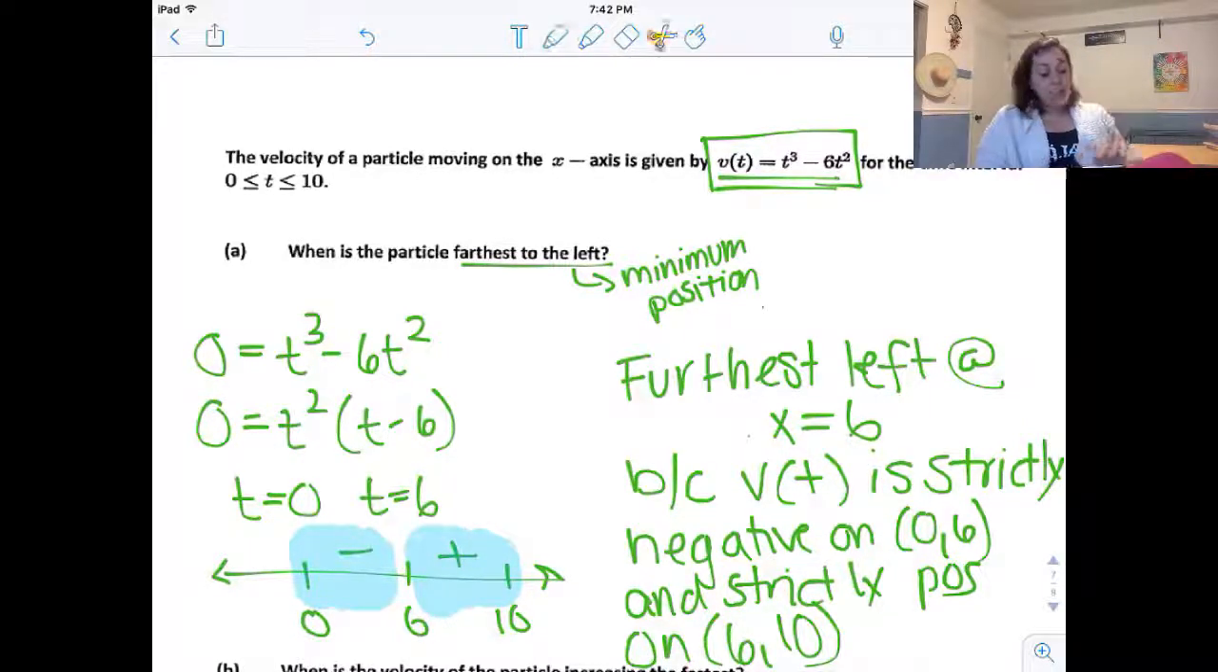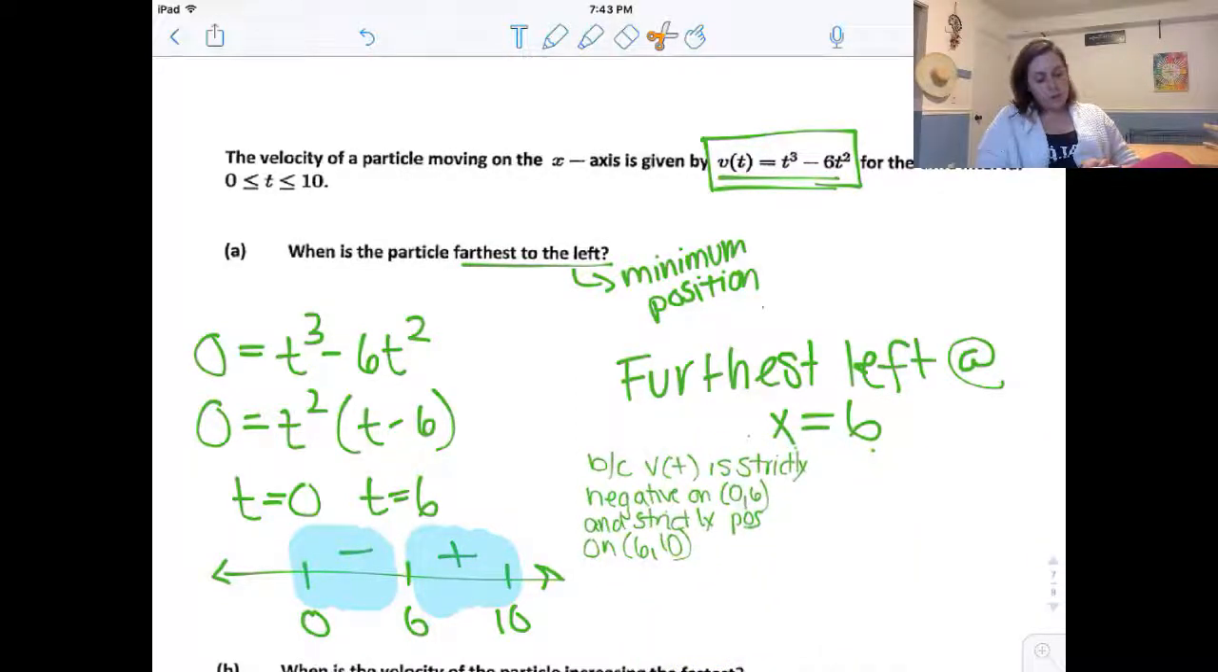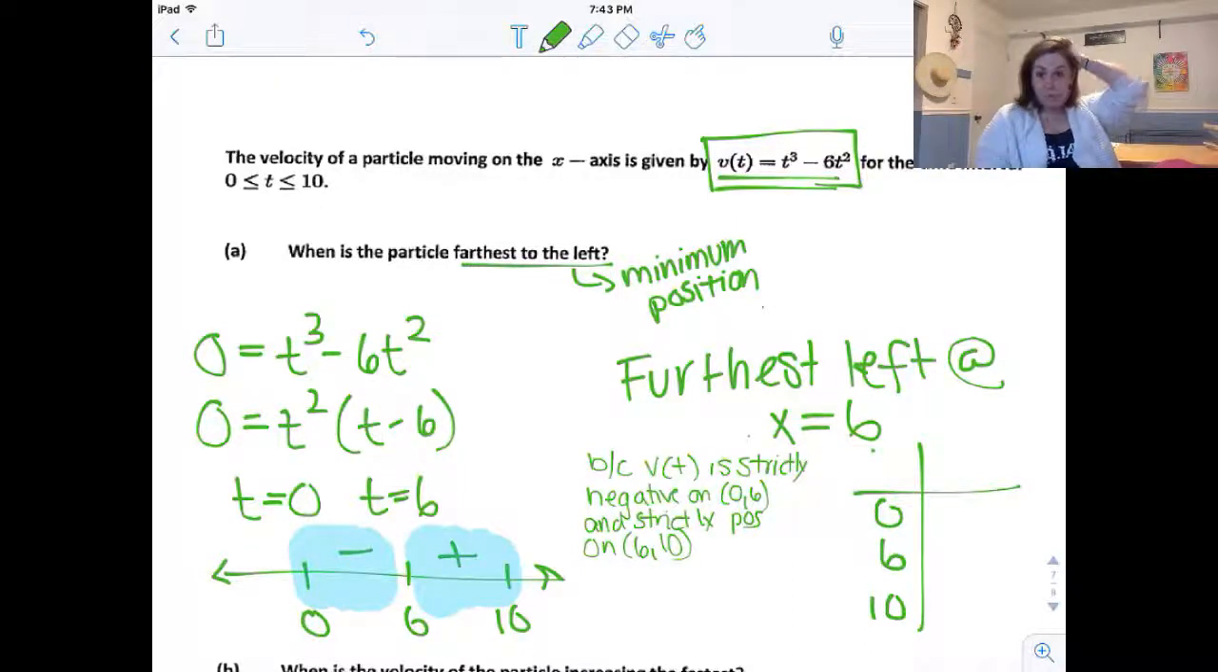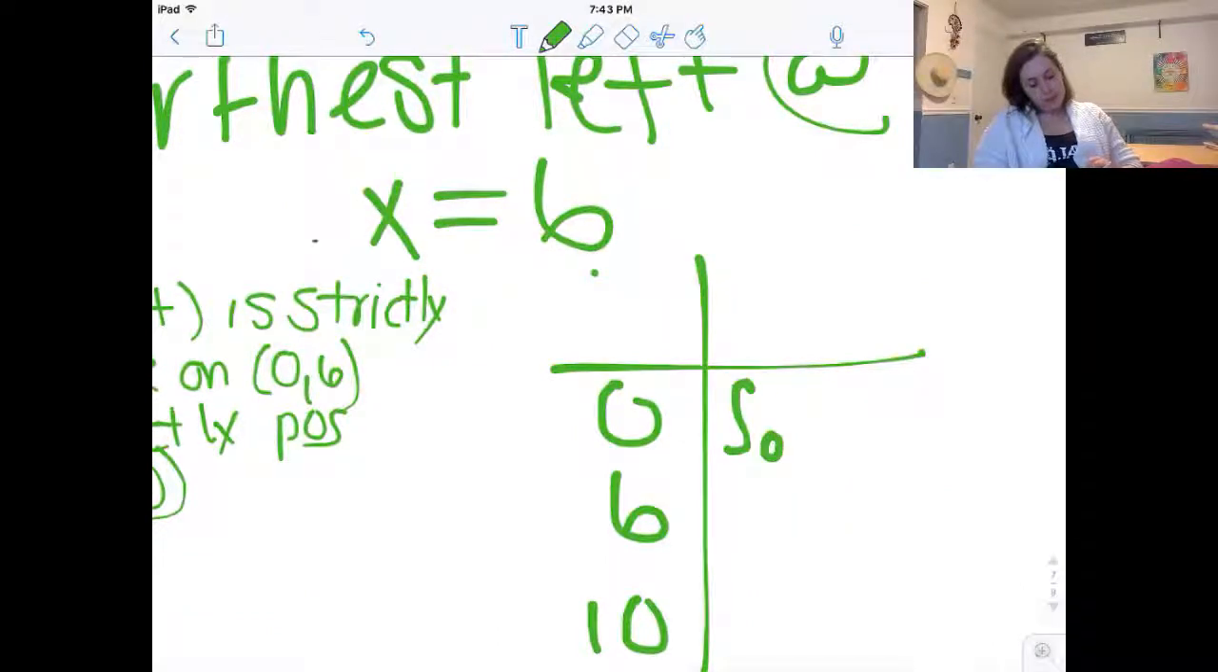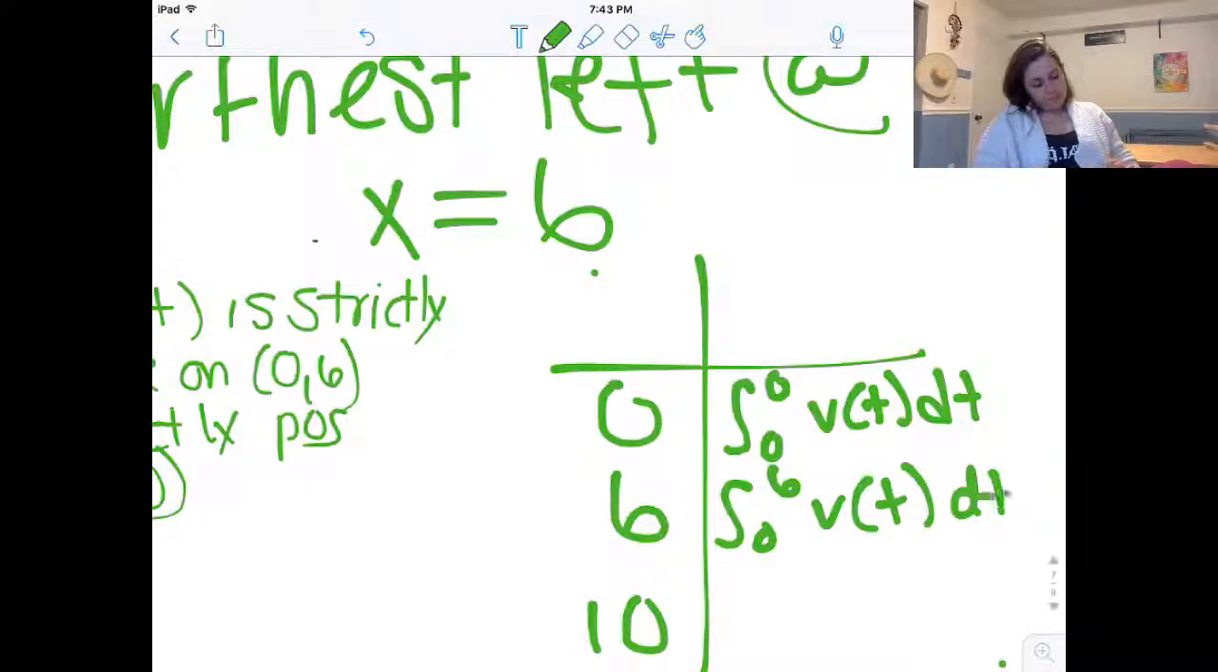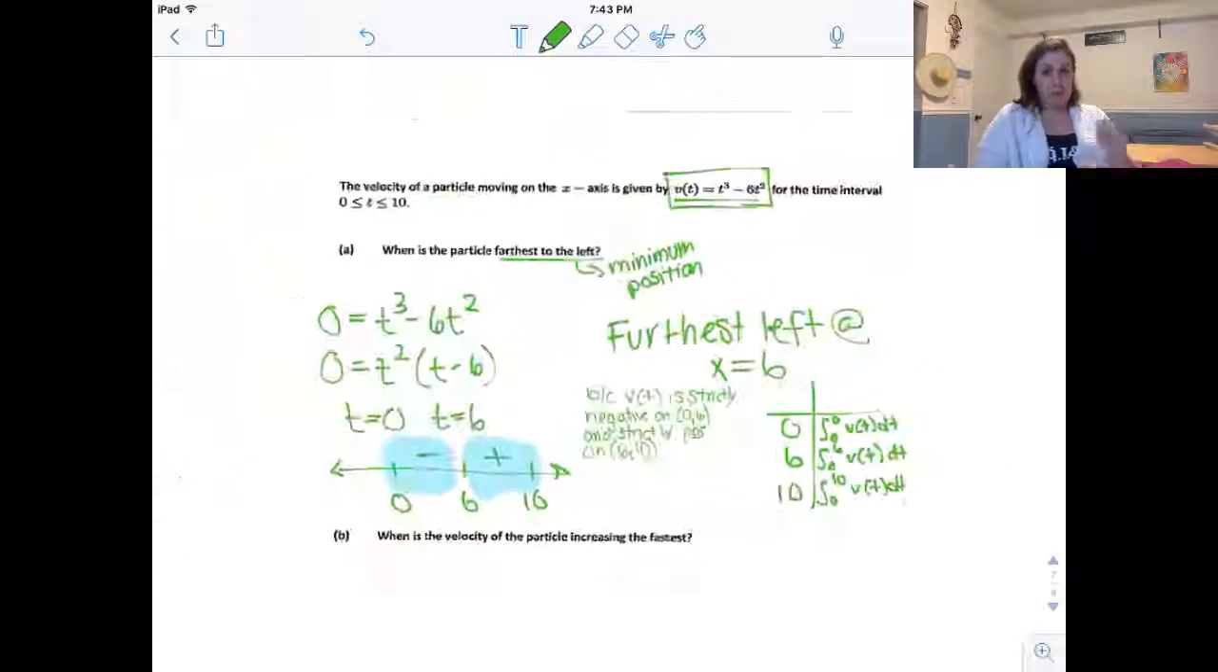That is one explanation. The other explanation would be to do a candidate test. So to think about your endpoints, 0 and 10, your critical value of 6, and then to actually integrate there. So if we think about the integral from 0 to 0 of v of t, the integral from 0 to 6 of v of t, and the integral from 0 to 10 of v of t. And you could also justify the absolute minimum that way. But either of these would work.